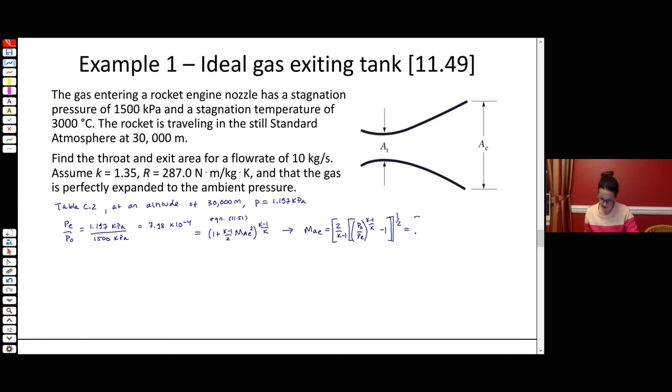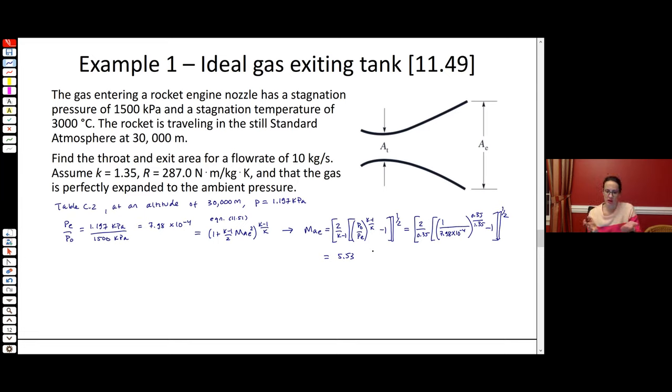And then plugging in the values we have, got 2 over 0.35, 1 over 7.98 times 10 to the minus 4 to the 0.35 over 1.35 power minus 1. Square root, and we get the Mach number is 5.53, so very supersonic, almost hypersonic range, actually in the hypersonic range, right? So Mach number above 5.